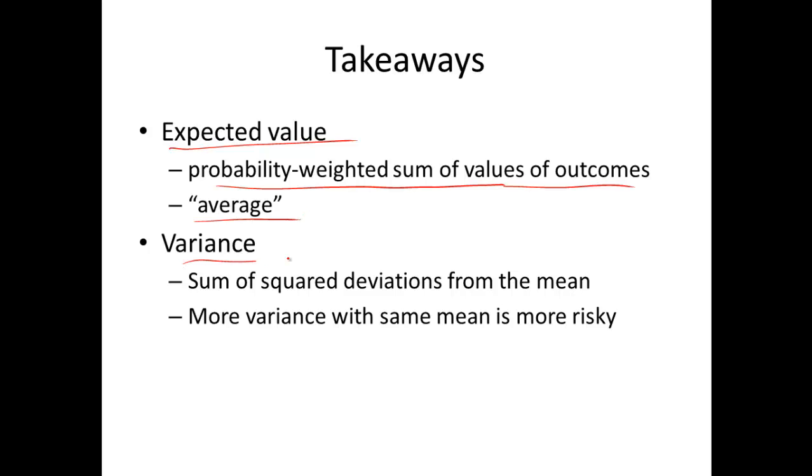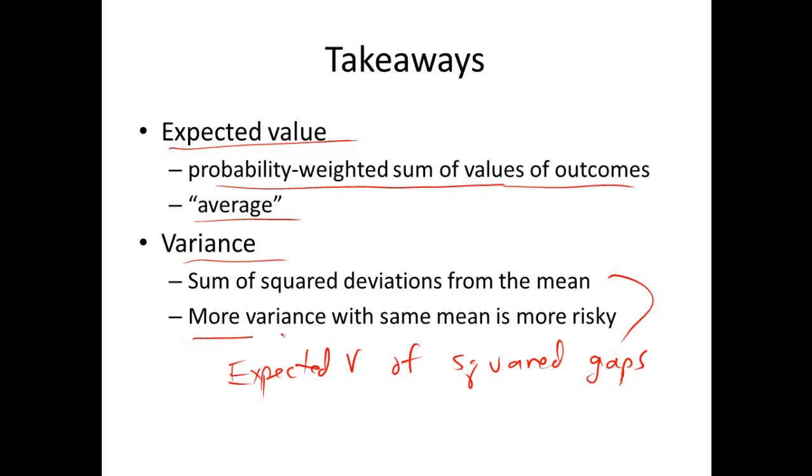The variance, though, instead, was the sum of the squared deviations from the mean, or think about it as the expected value of squared gaps. Okay? And the idea is that more variance with the same mean is more risky.